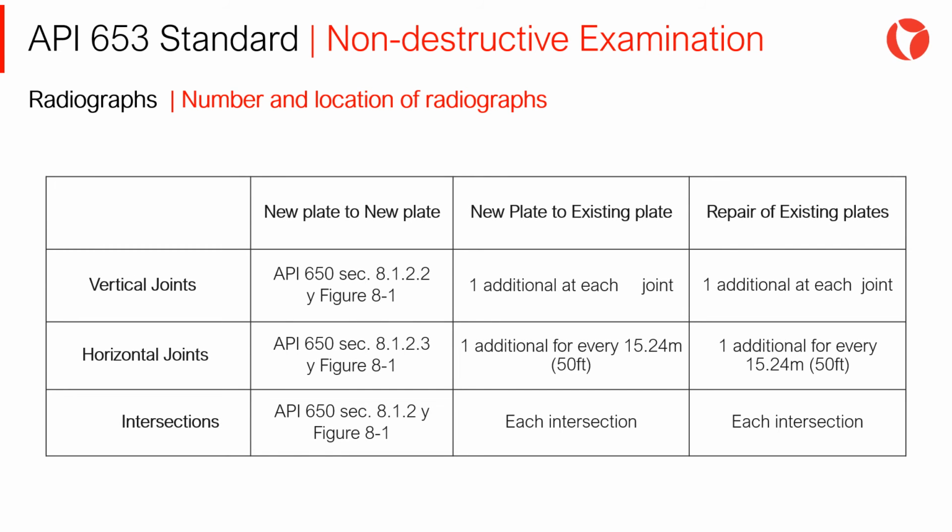Since all these requirements for horizontal and vertical joints and intersections could be tricky and cumbersome, we display on the screen a summary of the requirements regarding the joining of new plates and existing plates, including vertical joints, horizontal joints and intersections.